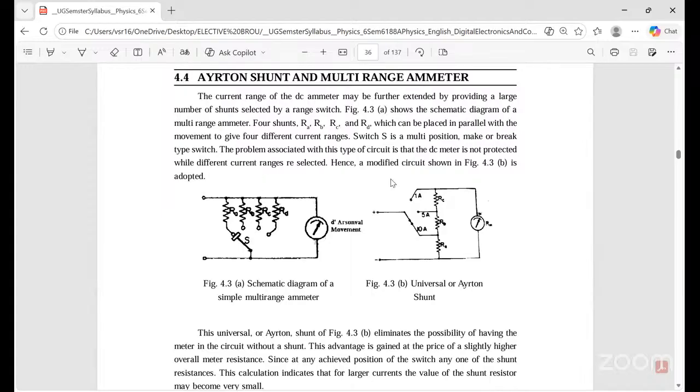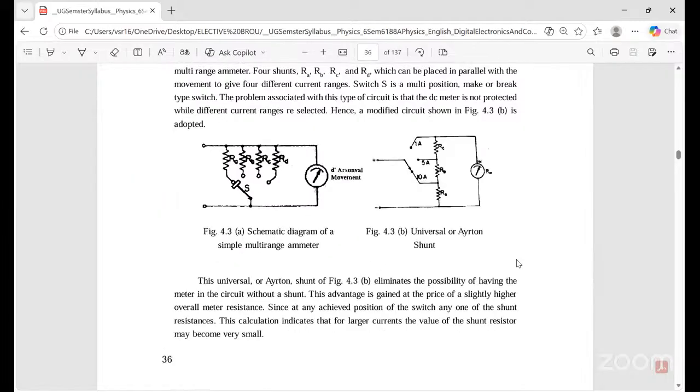So the problem associated with this type of circuit is that the DC meter is not protected against the current ranges. So here this universal or Ayrton shunt can eliminate the possibility of having the meter in the circuit without a shunt. What is the disadvantage, which can be gained by slightly higher overall meter resistance?